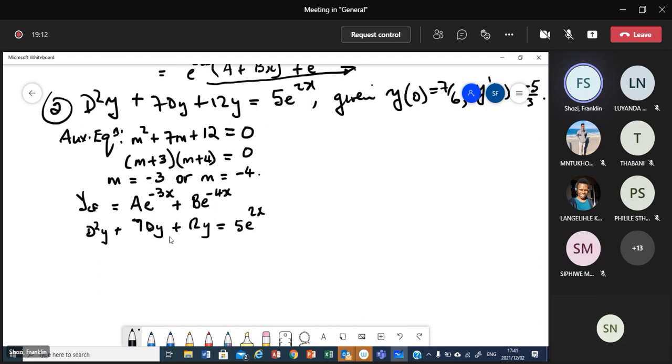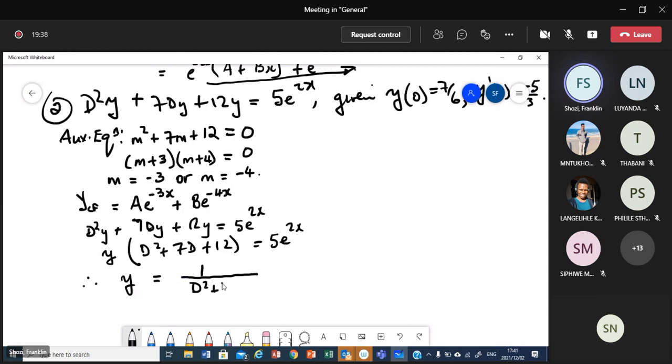If I were to group here, y is common, take y as a common factor, then you're left with d squared plus 7d plus 12 equal to 5e to the power 2x. Make y the subject of the formula. Therefore, y is going to be divided by the whole lot. I can write it in this fashion: 1 over d squared plus 7d plus 12. The action is on 5e to the power 2x. That is how I solve my y.